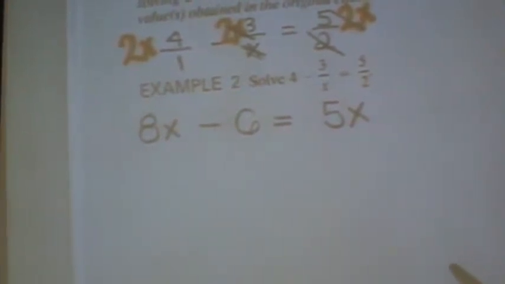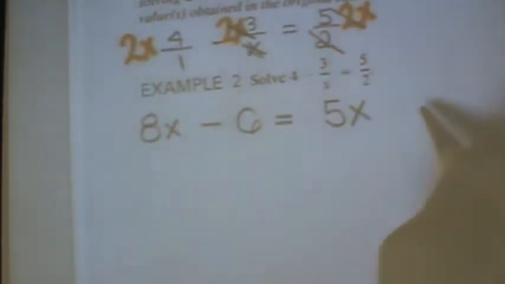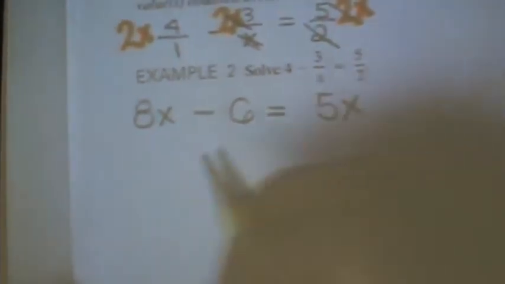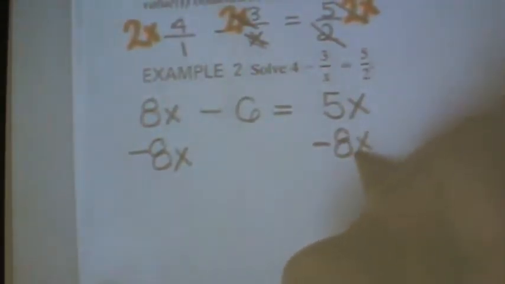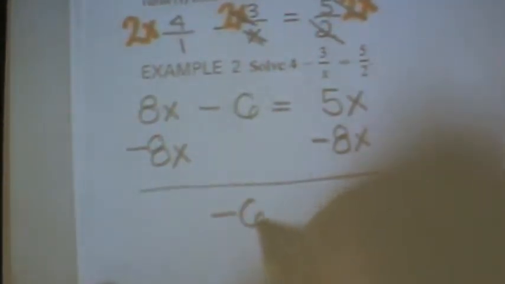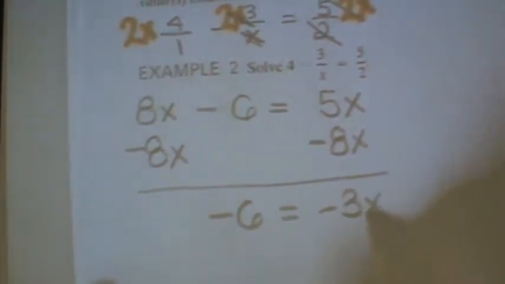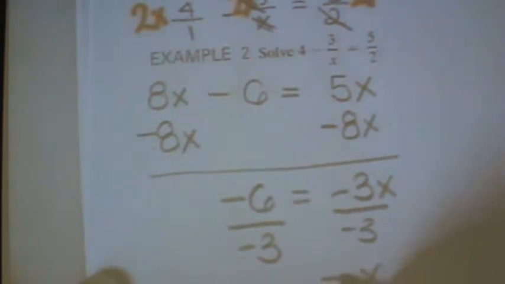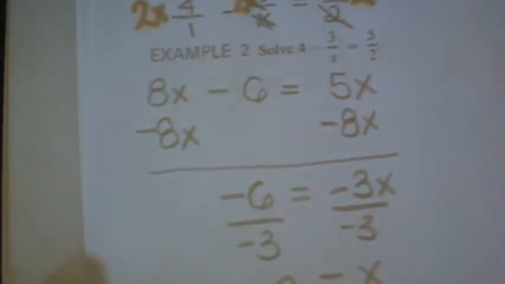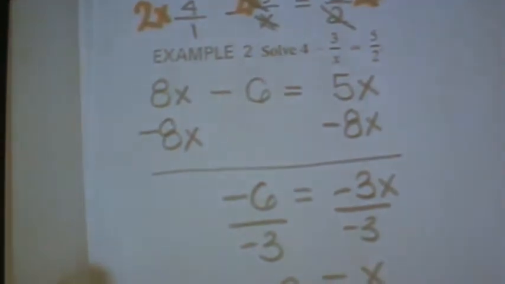Add the 6 minus 5. Or you could minus the 8x, some people will do that. Doesn't matter. What do you get? 2. Is 2 okay? Yep. The only number you didn't want to get was 0. And we didn't get it, we got 2.